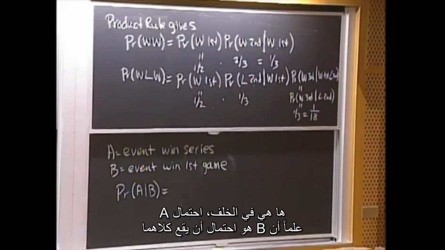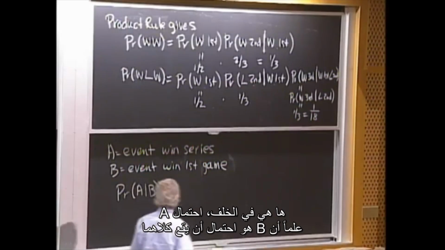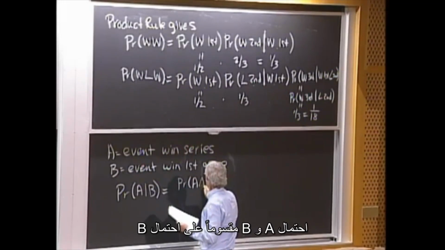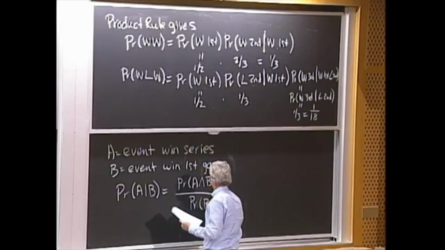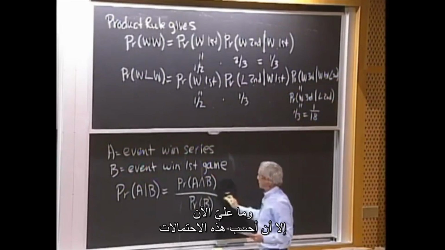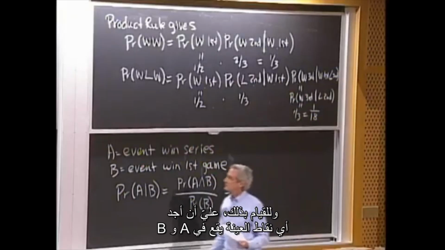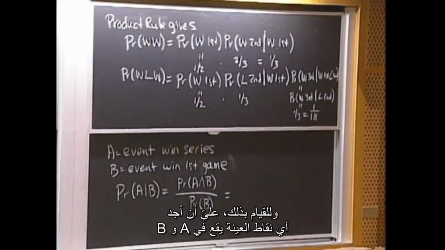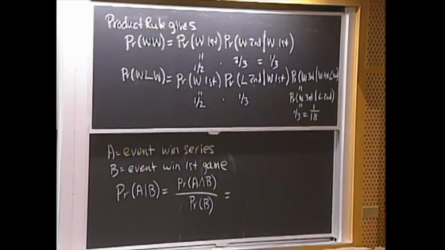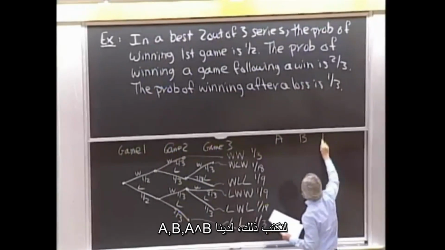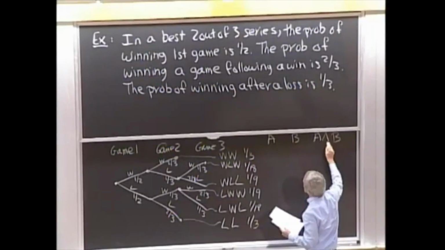The probability of A given B is the probability of both happening. Probability of A and B divided by the probability of B. So now I just have to compute these probabilities. So to do that, I got to figure out which sample points are in A and B here. All right, so let's write that down. There's A, B, A, and B.